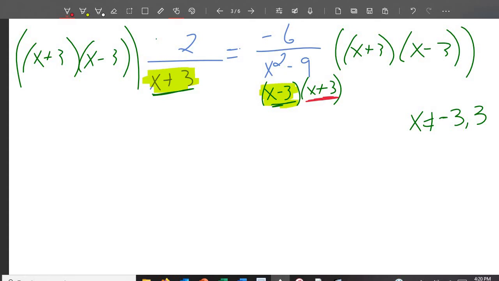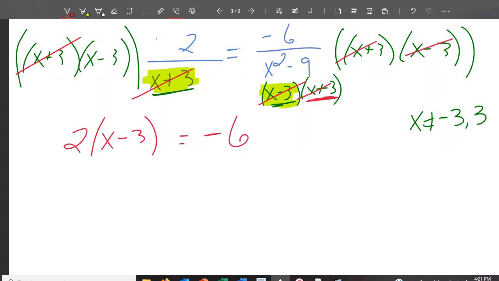Now comes the crossing out part. This is going to take out the x plus 3 in the parentheses. What we're left with is the 2 and the x minus 3. Here, notice both of these cancel out. So we're just left with a minus 6. So that's good. We only have to worry about the left side. Do the distributive property.